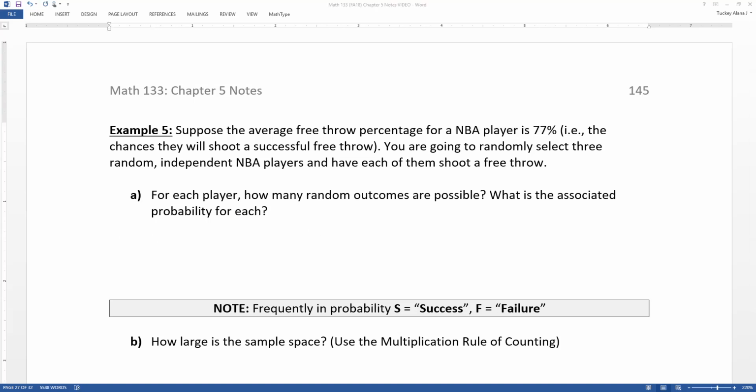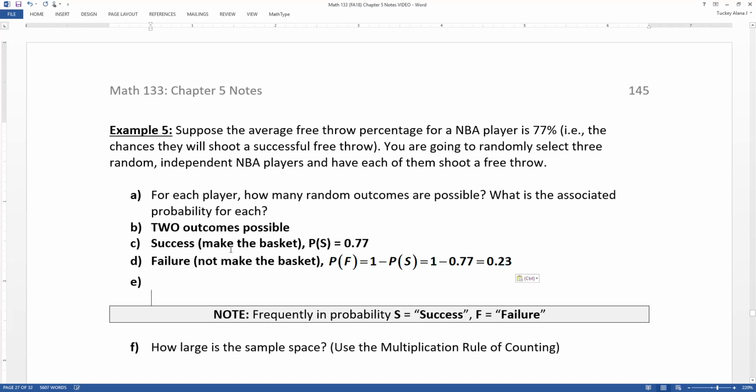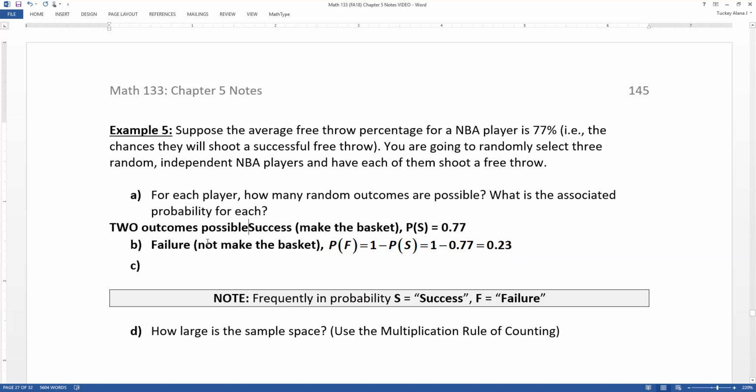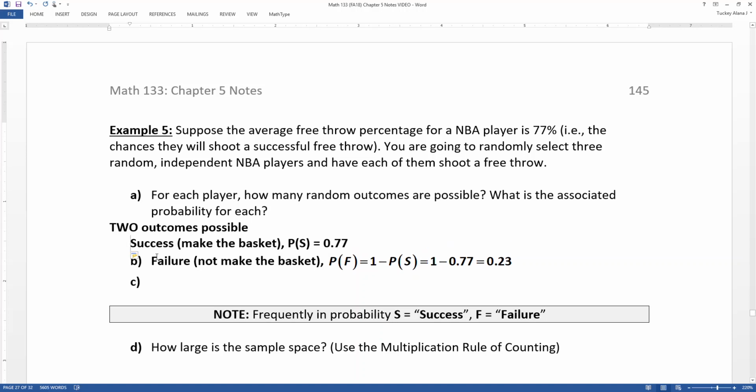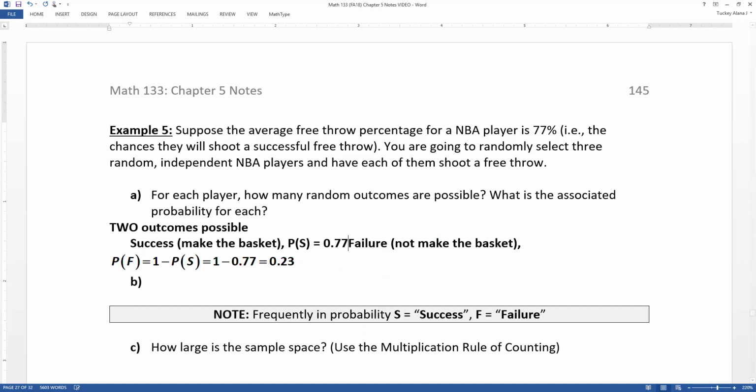All right, so when a player goes up to the line, they either succeed or they fail, right? They either make the basket or they miss the basket. So that would mean that there's two possible outcomes. The success would be that they make it, and the failure in this case would be that they miss it.